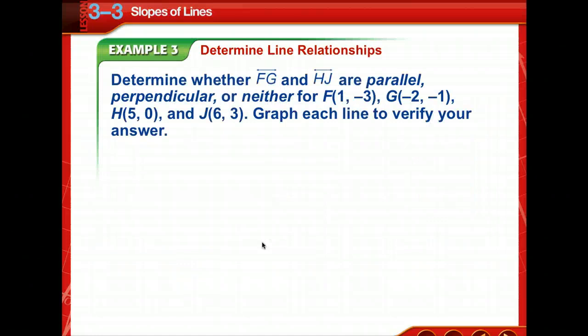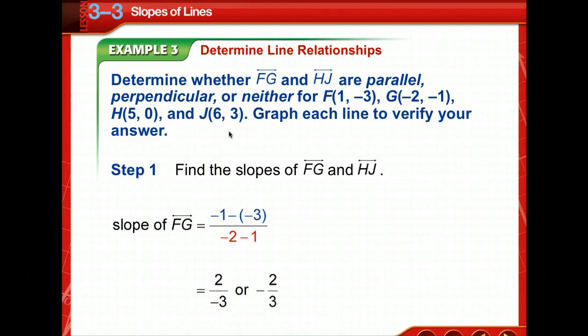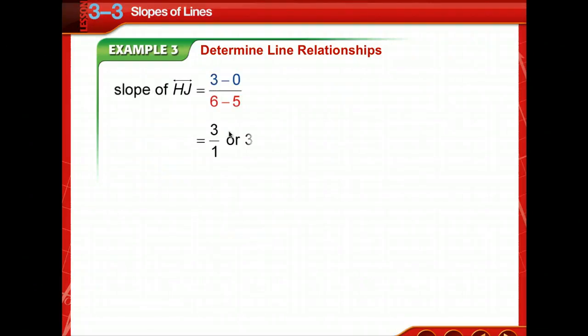We're to determine whether line FG and HJ are parallel, perpendicular, or neither. So we're going to look at FG and find the slope of that line. We're going to look at HJ and find the slope of that line, and we're going to compare the slopes. So the slope of FG is -2/3. The slope of HJ is 3.